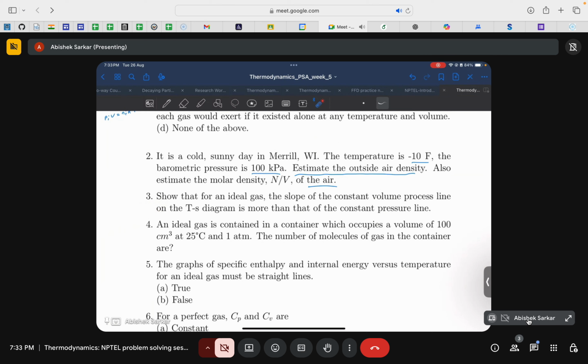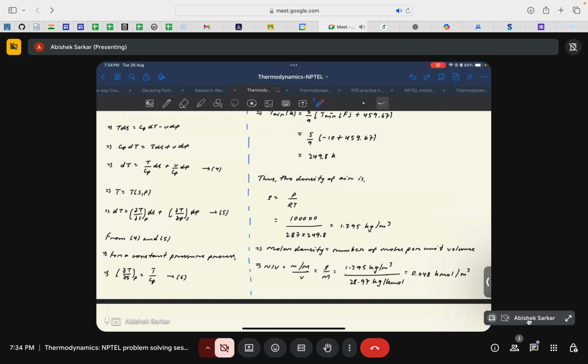So the question is, show that for an ideal gas, the slope of the constant volume process line on a TS diagram is more than the constant pressure process line. So this question, I think it's difficult to expect from students to tell the answer because it is a proof. So for that, I think we can do it together.